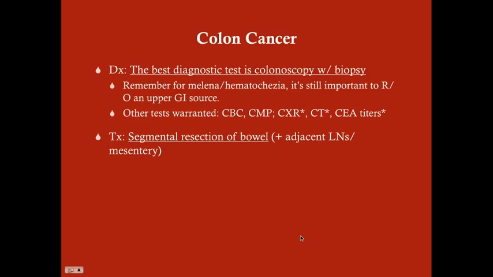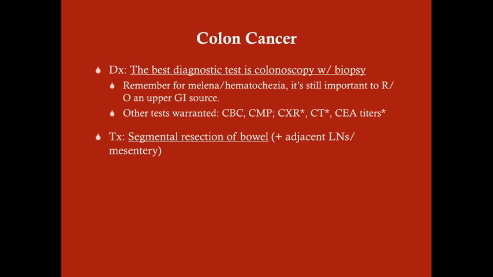So the best diagnostic test is going to be colonoscopy with biopsy. And remember that for patients who have any kind of GI bleeding, especially if it's presenting as melena or hematochezia, it's still important to rule out an upper GI source, so you can't forget that in your workup.